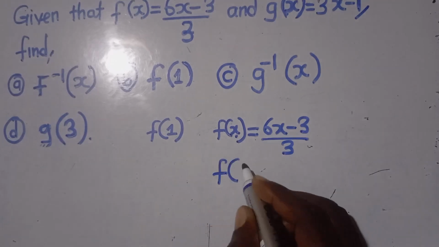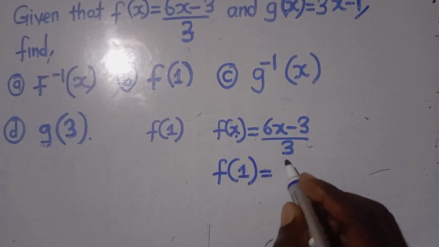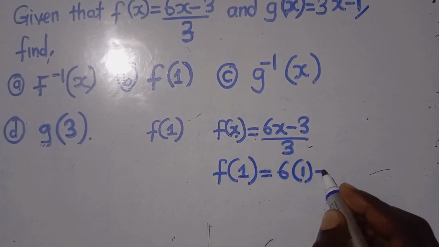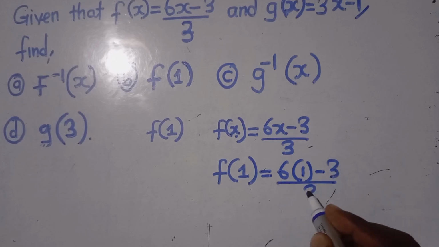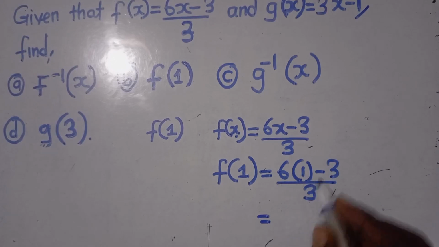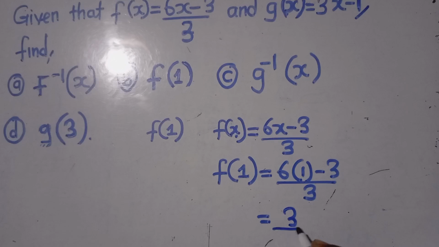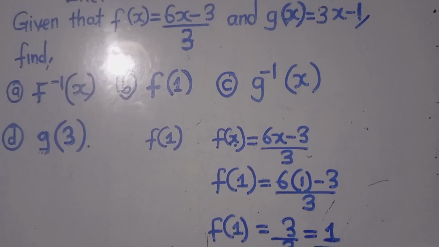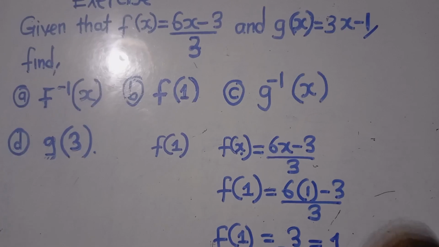So f of 1 is equal to 6 multiplied by 1 minus 3 over 3. The answer is going to be 6 times 1, that is 6, minus 3, that is 3 over 3. Have you seen? Then finally your answer is just 1. So meaning that f of 1 is equal to 1. This is the answer according to how that particular question is. Then we move now to the next one.